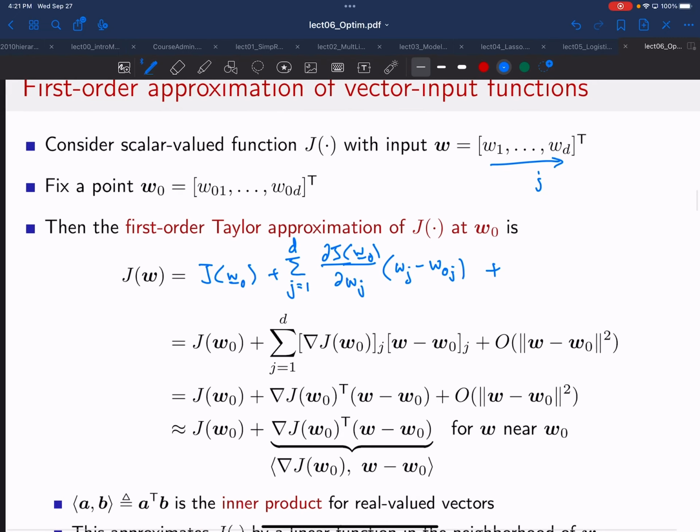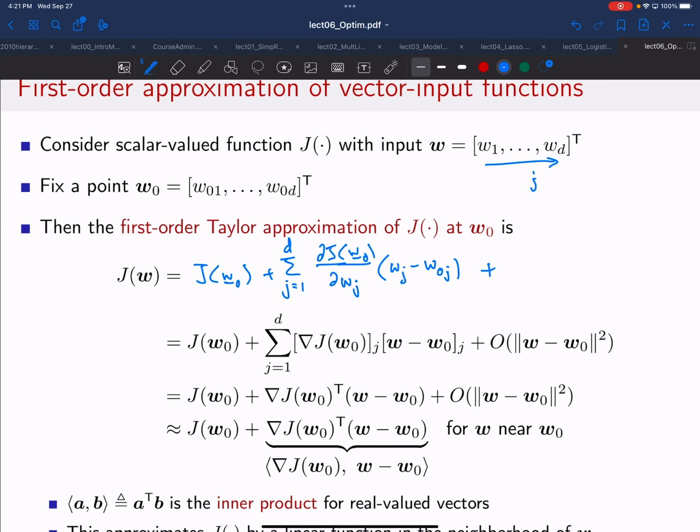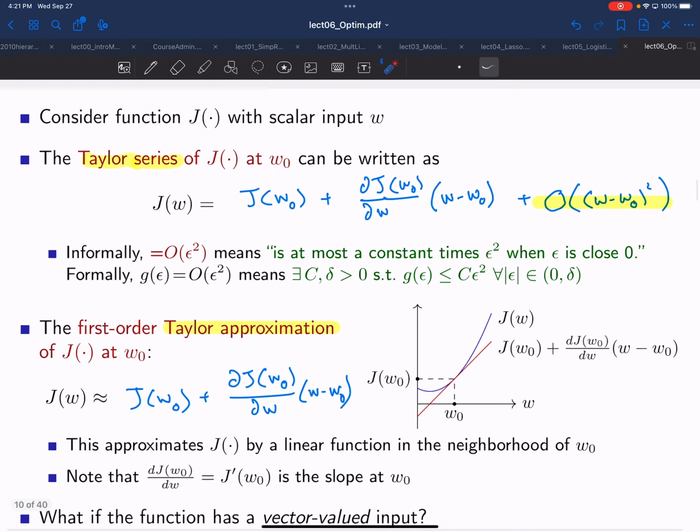Okay, so any questions on this first part? You can see, like on the previous page, we just had one of these. Now we just have a sum of them over the different elements in the vector. Is that making sense? It's pretty intuitive, right? Okay, so how do we handle this big O term then? What do you think we're going to do here?